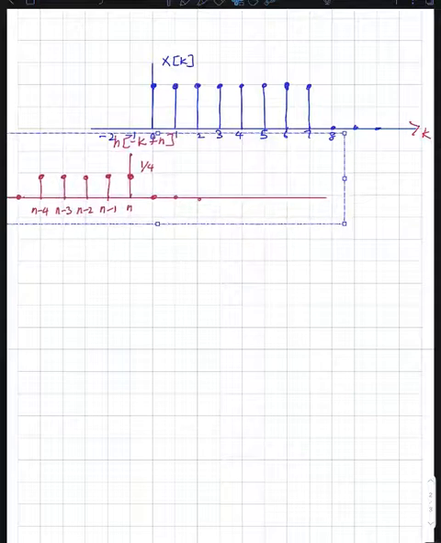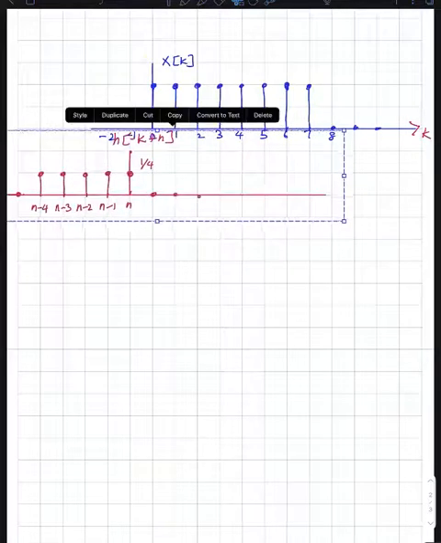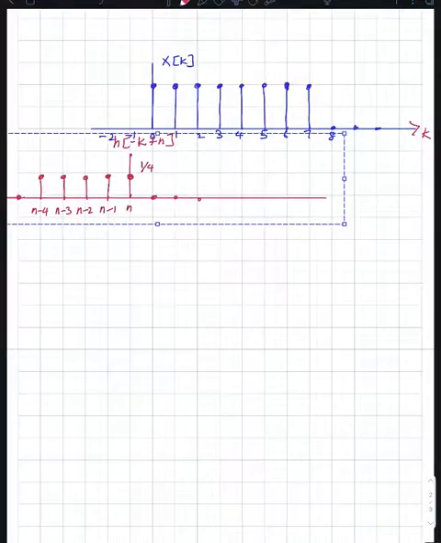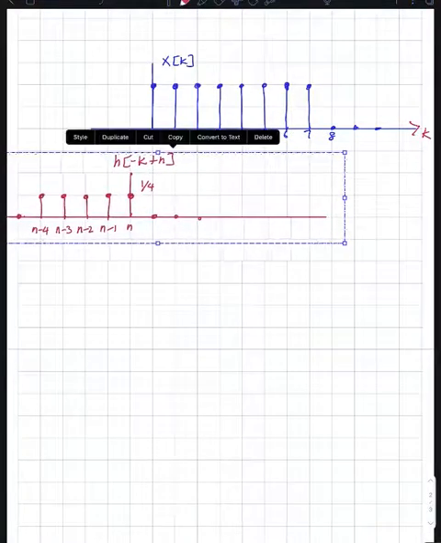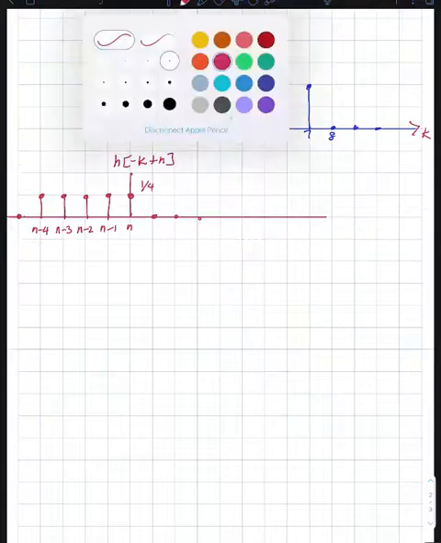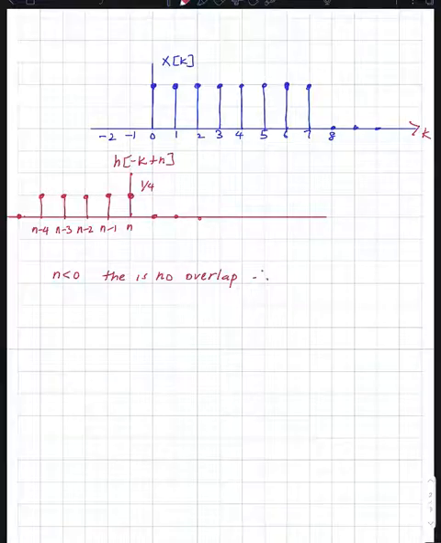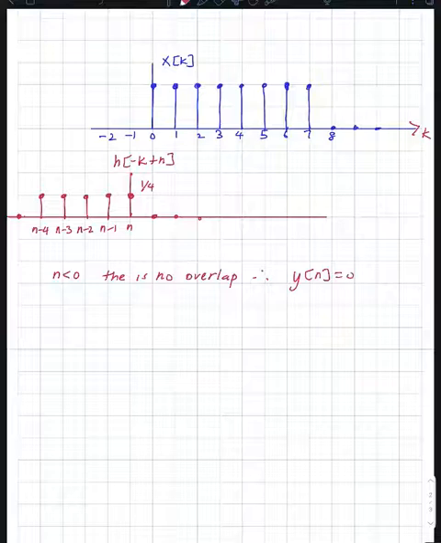When n is less than 0, there's no overlap of signals. Therefore, for n less than 0, there is no overlap, and therefore the output is 0.